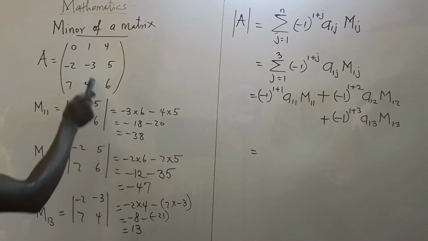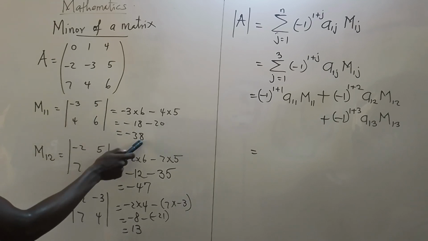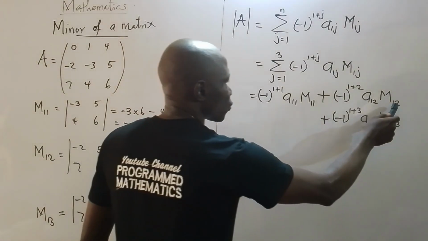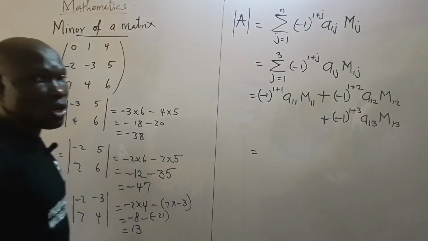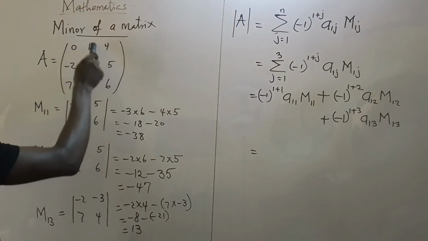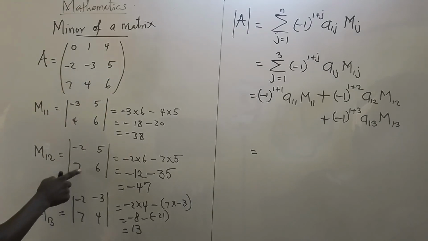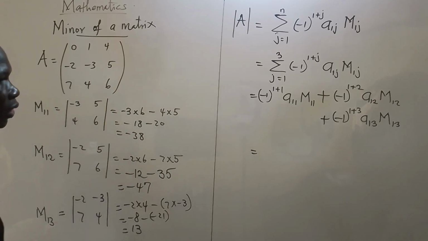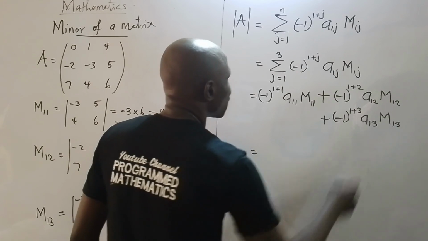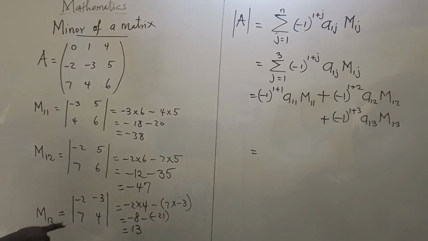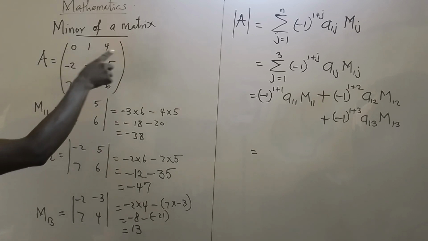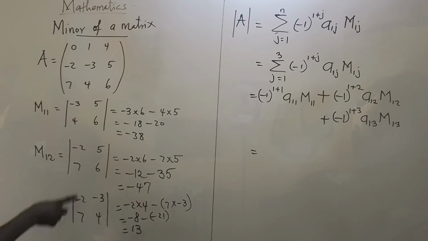That's minus 38. Minus 3, 5, 4, 6. You have that here. Then M12 here is talking about the minor corresponding to the element on the first row, second column. Minus 2, 5, 7, 6. That is what you have here. So this has been calculated, minus 12, minus 35. That's minus 47. And as well, M13 is talking about the determinant of the leftover matrix, the minor corresponding to the element on the first row, third column, that's corresponding to 4. So that is what is calculated here.